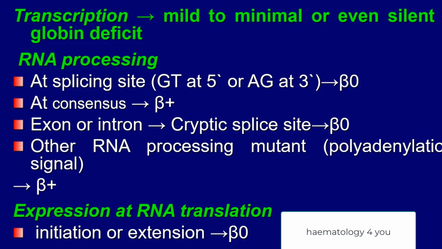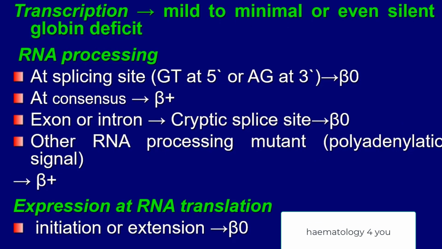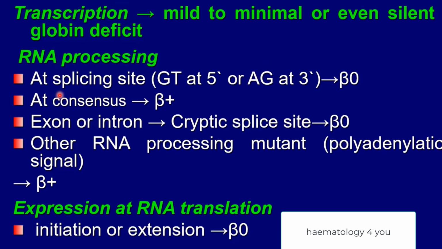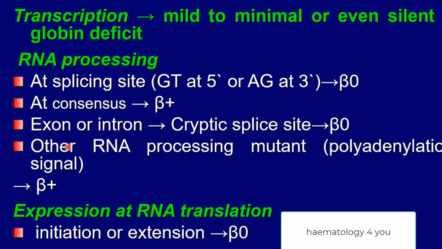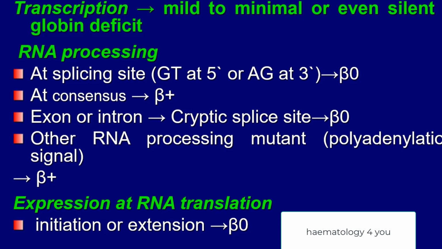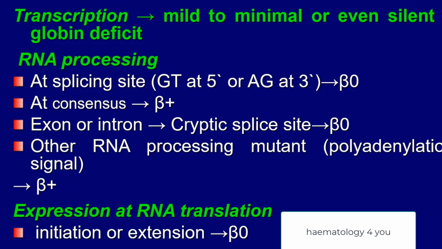Point mutations are classified according to the mechanism by which they affect gene function: transcription, mild to minimum or even silent; RNA processing at splice sites, exon or intron, cryptic splice sites, and other RNA processing; and RNA translation, initiation or extension.